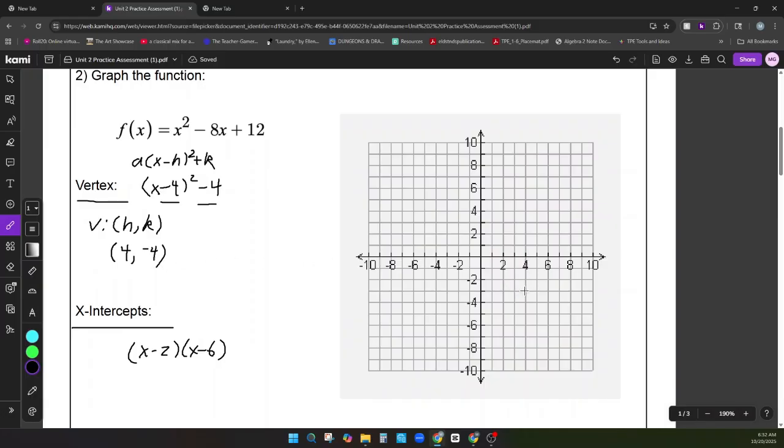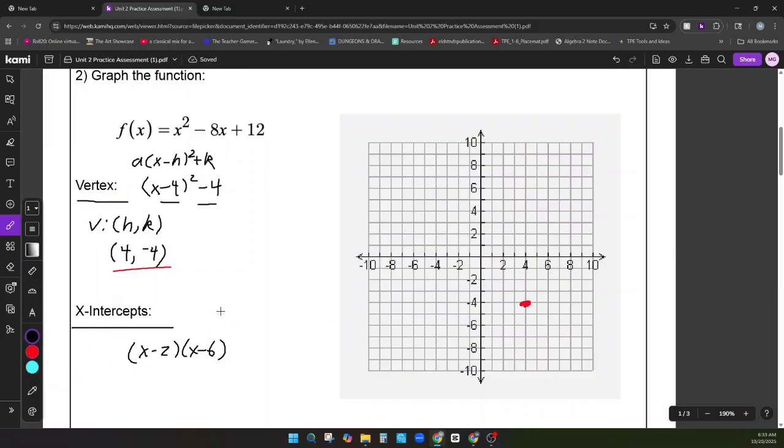I'm going to graph it like so. As a matter of fact, let's start color coding this. So we'll call this my vertex. My vertex is going to be in red. That's going to be 4, -4. That's going to be my vertex point.